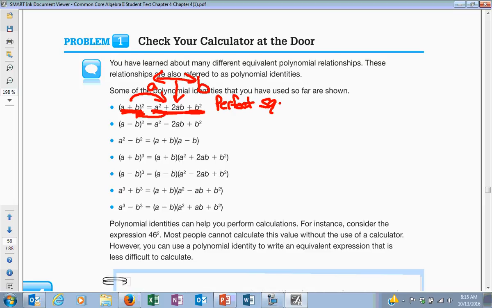You with me? This right here is also a perfect square. Both of those top two are perfect squares. What's the difference between this one and this one? This sign is a plus sign, this sign is a minus sign, and notice this is the only difference. The plus sign right here, and the minus sign right there. Alright, what was the third one called?